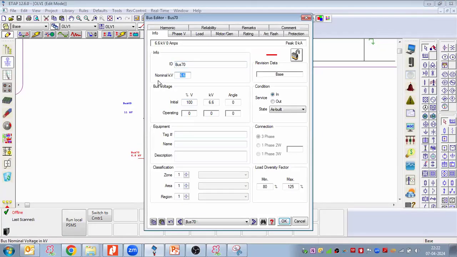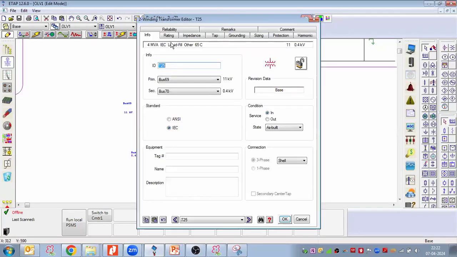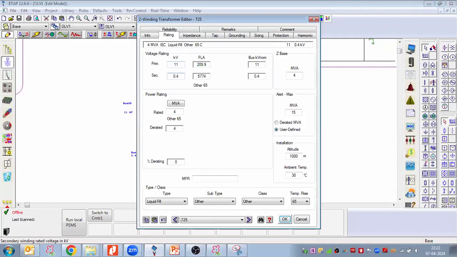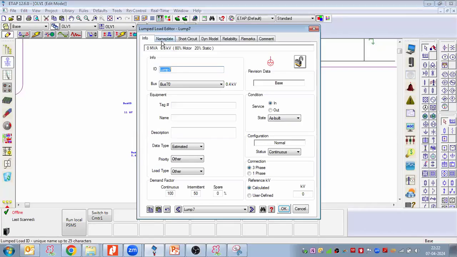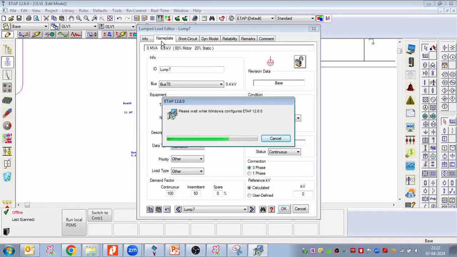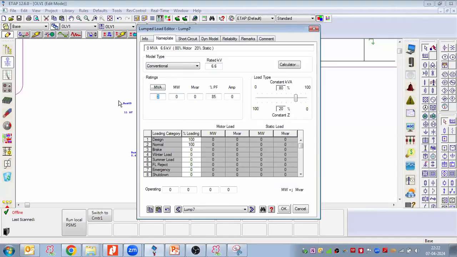LV side we have 0.4, then let us take 0.433 like that. And a lump load here. Now I'm taking the full load. I'm taking a 4 MVA transformer, so I'm taking the full 4 MVA load. Let us take 100% of this load, and then let us see what current is flowing. So let us take a 4 MVA load.